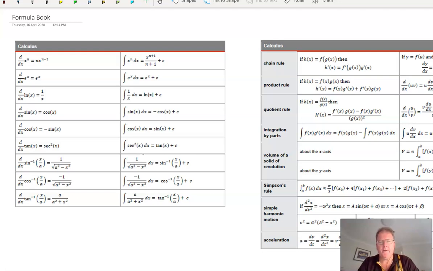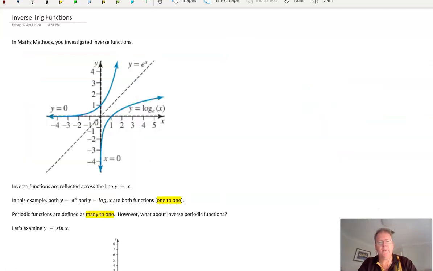So what we need to do is work out, well, what are those functions and what do they look like and how do they behave before we can actually start to look at derivatives and integrals of functions that involve them. So that's what the focus of today's video is about. We're going to be looking at inverse trigonometric functions.